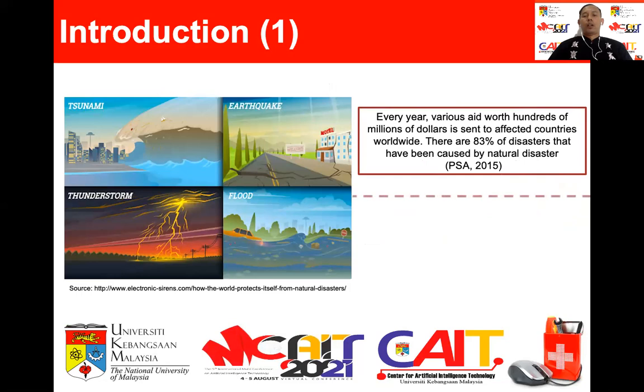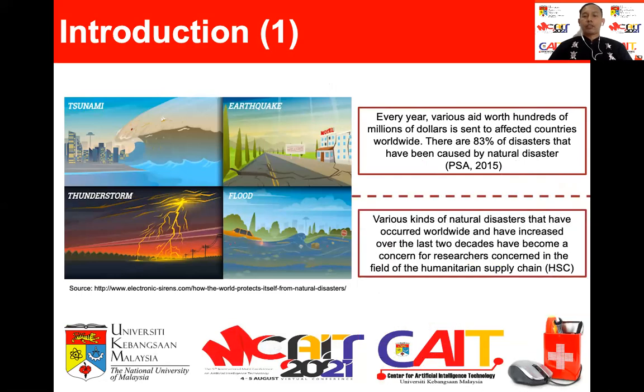So various kinds of natural disasters that have occurred worldwide and have increased over the last two decades have become a concern for researchers in the field of the humanitarian supply chain. Why? Because they want to find a fast and targeted way to distribute the aid. So since 2007, studies on information technology and information systems have been growing and advancing to assist humanitarian supply chain management.